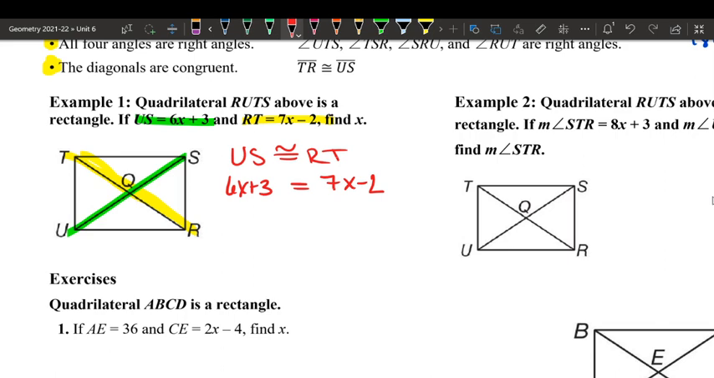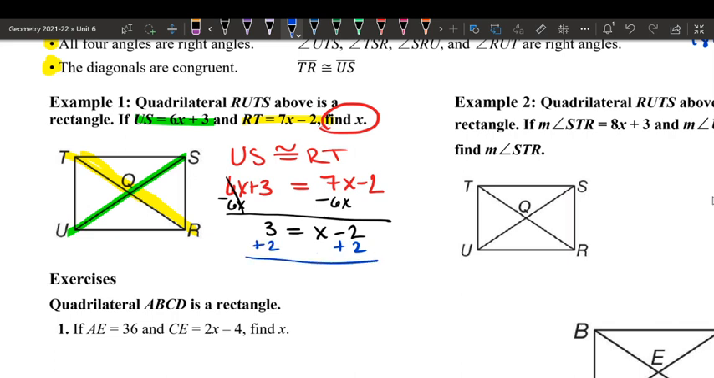And this says to solve or find x, so we're going to solve for x. To do that, we're going to get the x's to one side by subtracting 6x. So 3 equals x minus 2. And then I can get x by itself by adding 2 to both sides. And 5 equals x. So that's x. All right.